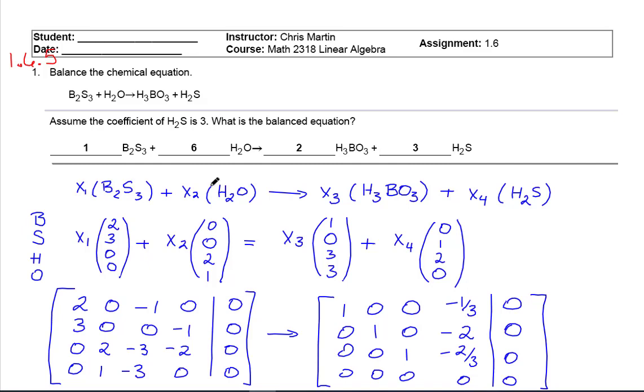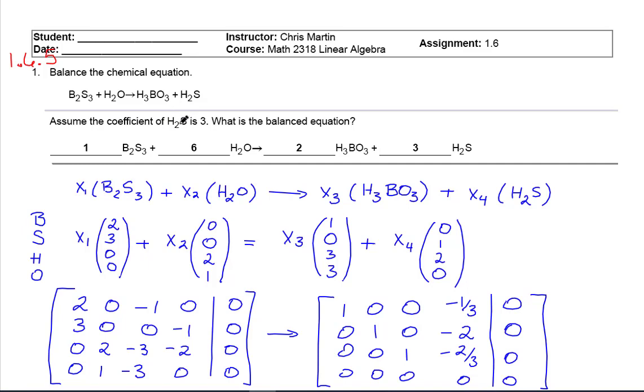Welcome to Math 2318. This is section 1.6. In this section, we're looking at two examples and solving them using the techniques that we've been doing already. In question 1 here, we're looking to balance a chemical equation.